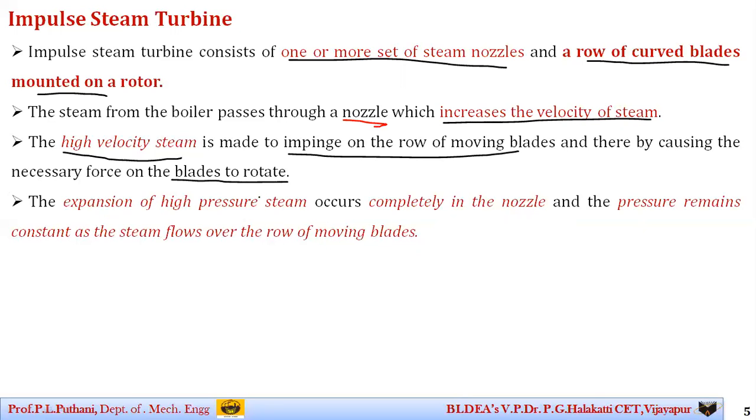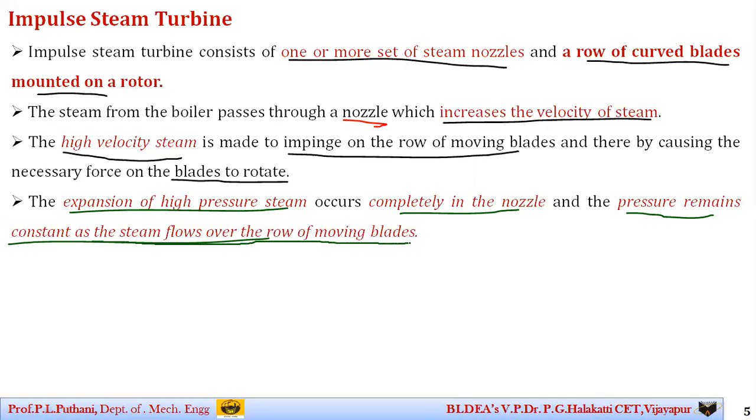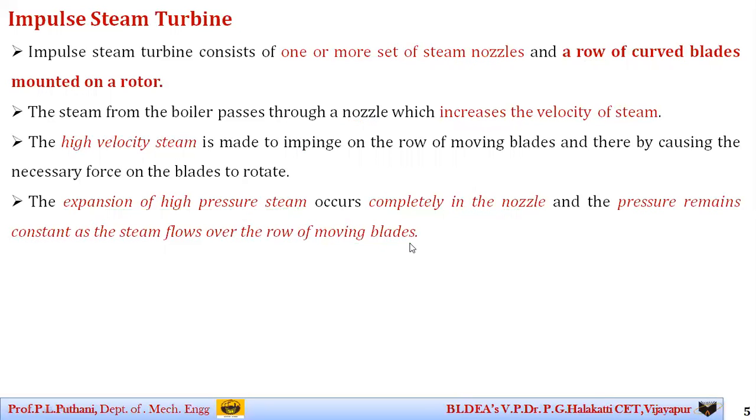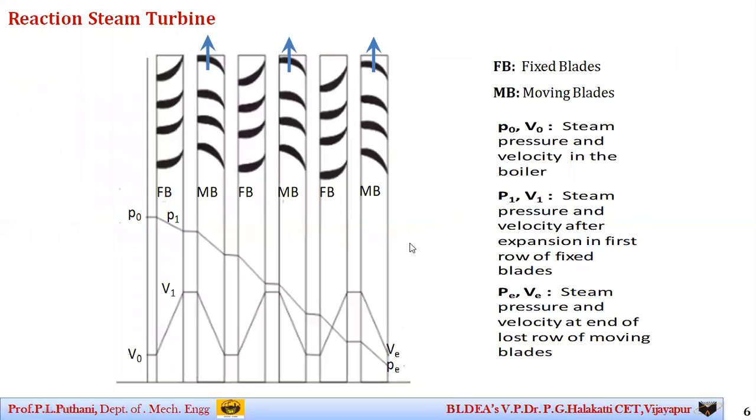Therefore, the expansion of high pressure steam occurs completely in the nozzle itself, especially for the impulse turbine. Please do remember this. The expansion, that is the pressure drop, occurs only in the nozzle itself. Then when it passes over the blades, the pressure remains constant until it comes out of the moving blades. So as the steam flows over the row of moving blades, the pressure remains constant. This is for the impulse steam turbine.